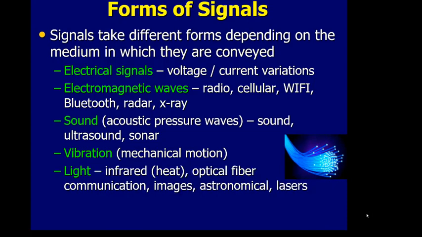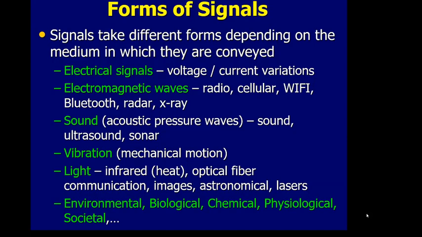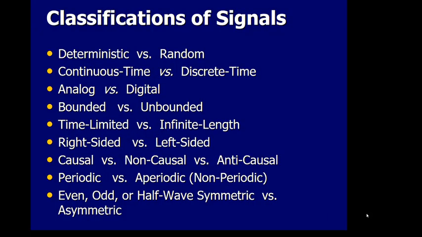Light is another way that we convey signals from one point to another, whether that's through a fiber optic cable, or over the airwaves using lasers, or even out into space. For example, we now have optical communication systems that might use light to convey digital information. And of course, there's a whole host of other forms that signals can take, whether they're in an environmental context, a biological context, a chemical system, a physiological system, a societal system, and so on and so on. So there are so many different kinds of signals that we encounter every day.